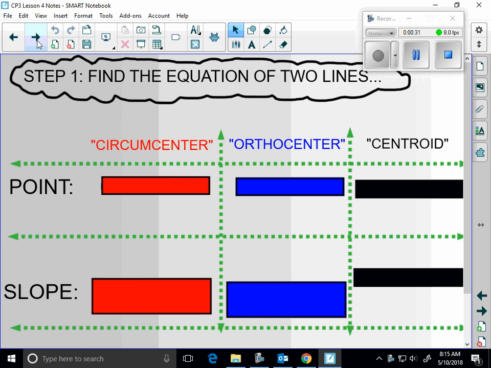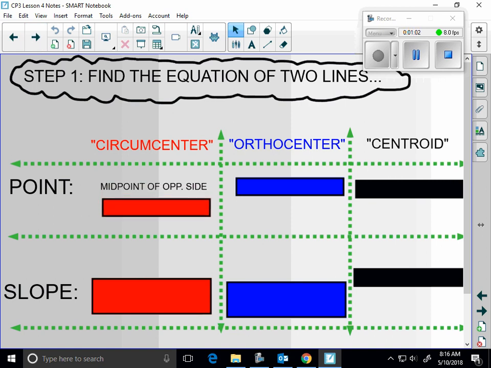Okay, first, what I want to look at is some information that would be very good for you to write down, considering the circumcenter, orthocenter, and centroid. So here we go. What point would we know with regard to the circumcenter? When we talk about the circumcenter, it's formed by the perpendicular bisectors. So the word bisect tells me I want to know the midpoint. So I'm going to find a midpoint of the opposite side.